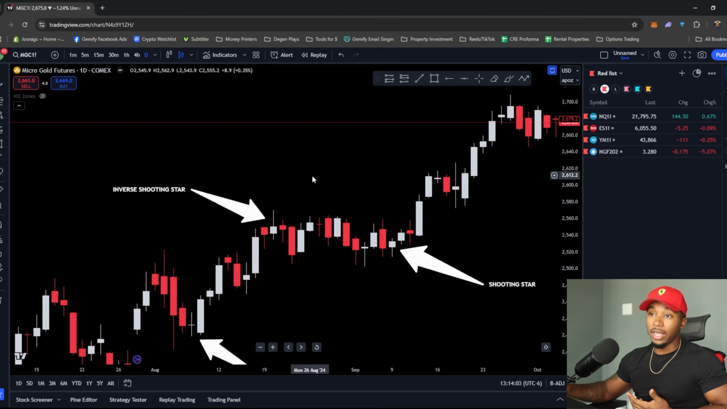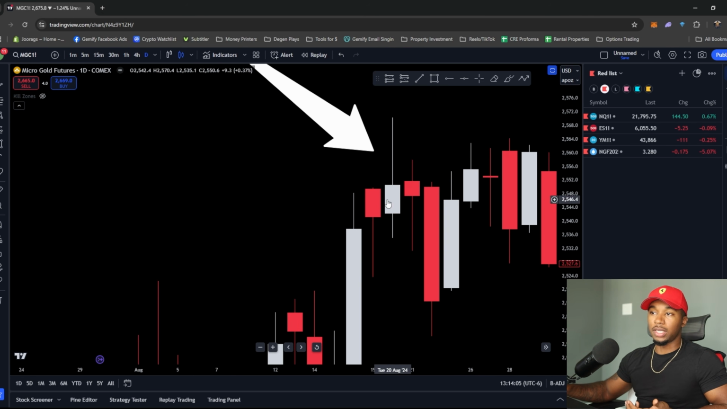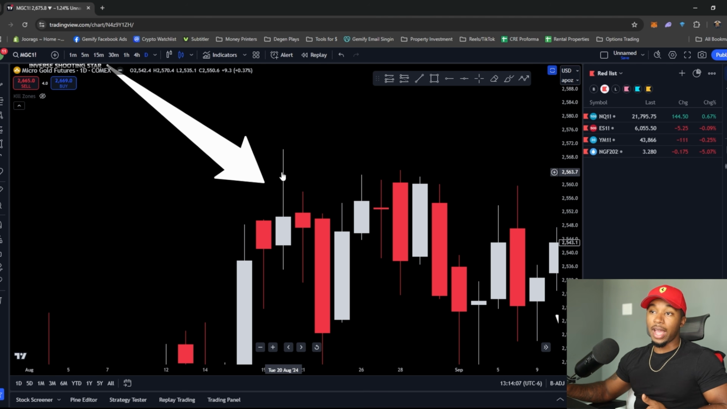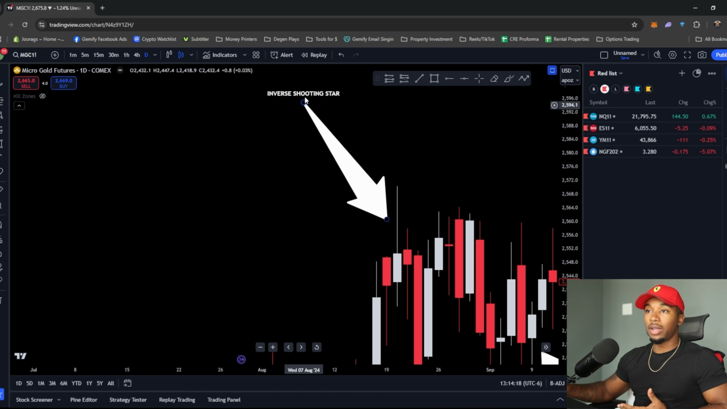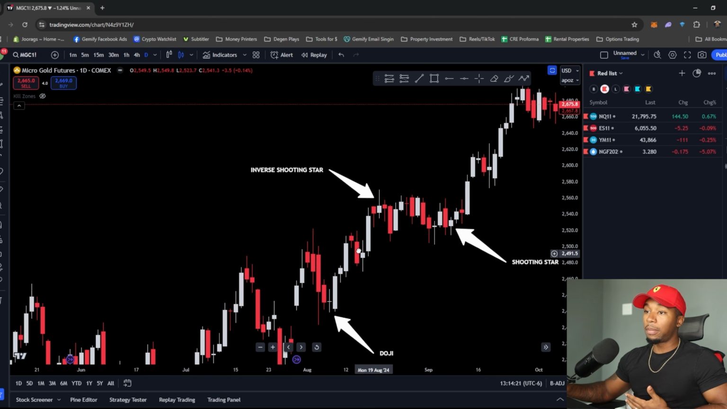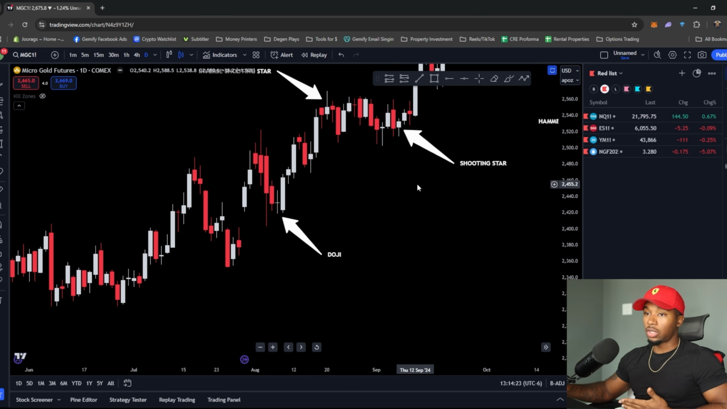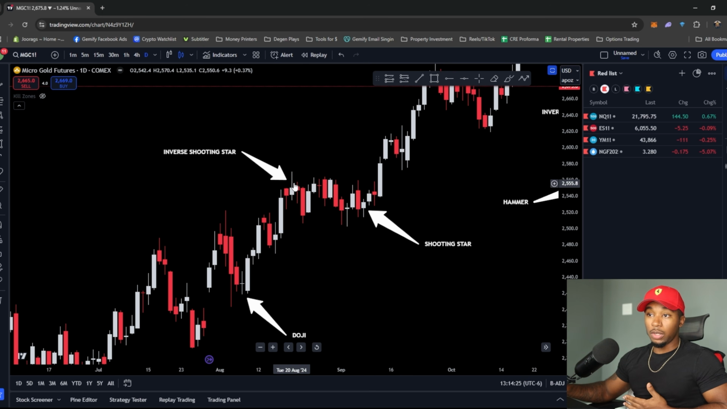But we can go over our inverse version of it, which is basically just the opposite, right? It's when we have a long wick at the top and our body is at the bottom of it. So we have a small body at the bottom, and preferably no wick at the bottom, but it can be a small wick at the bottom, and that's what we call an inverse shooting star. So it's just the opposite of a shooting star. Like I said, usually when we see an inverse shooting star, that means price is going to go down. As you see, after we got our inverse shooting star, price started going down. After we got our regular shooting star, price started going up.